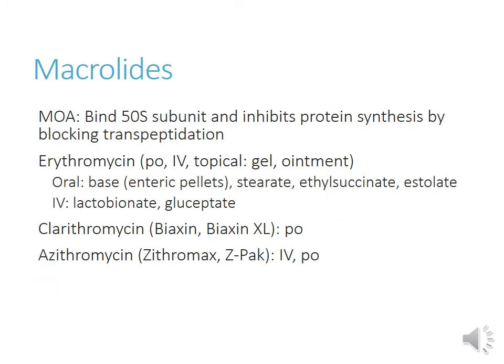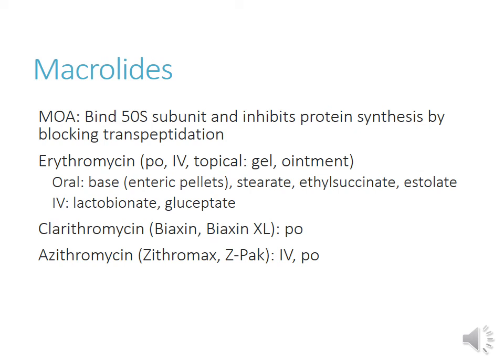The first group we'll talk about are going to be our macrolides. I'm sure some of you have heard of these, things like erythromycin. Lots of dosage forms are available for that, including oral, IV, and topical. We have clarithromycin and azithromycin. Everyone's heard of a Z-Pak, right? Everyone's probably had a Z-Pak at some point in their life. Azithromycin is available IV and PO, but most often you'll see it being given orally.